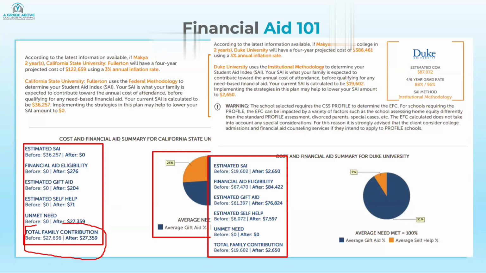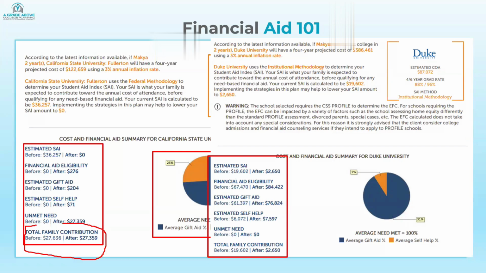Cal State Fullerton is looking primarily at the FAFSA, whereas Duke University is looking at the FAFSA in addition to the CSS Profile. So they're looking at different things and they have a different, I would say, algorithm or calculation on how they determine if a student is going to be aid eligible or not. But also notice the after is $2,600.